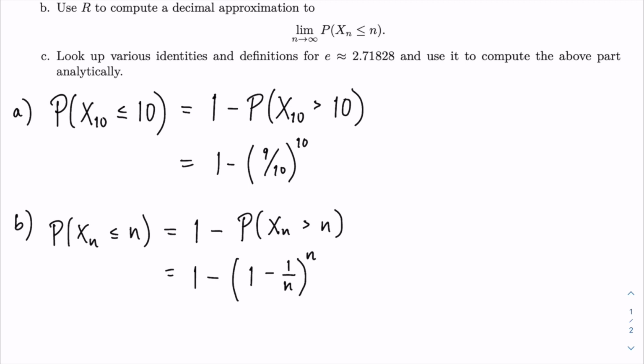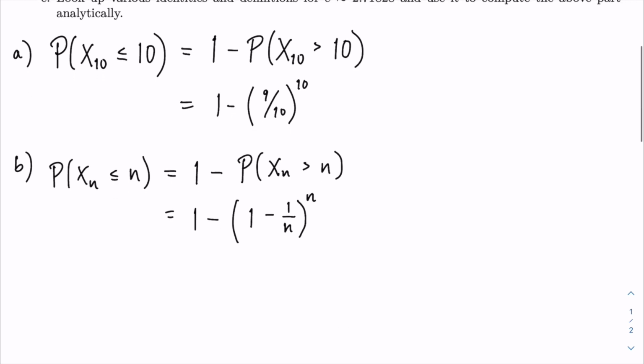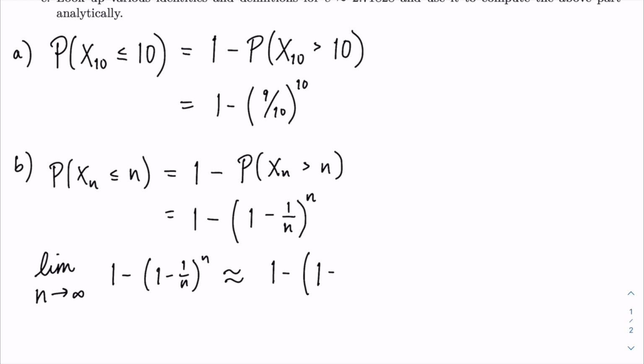All right. And how are we going to approximate in R? We want to know the limit as n goes to infinity of 1 minus 1 over n to the n. And this is going to be approximately, well, let's just do it with a big number in there. 1 minus 1 over 999 to the power of 999, something like this. So this is how we're going to approximate it in R, we're just going to plug in a big number here.